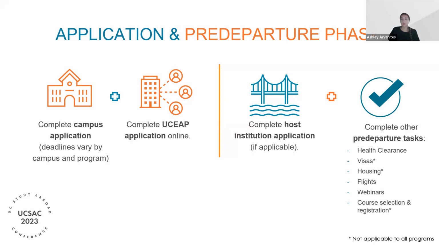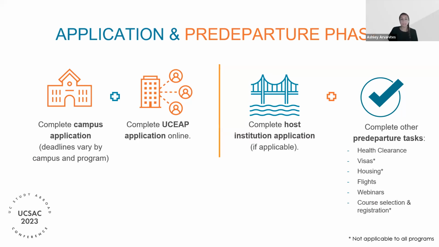It is important to note that students can only apply to one UCEAP program per term. This is because most programs do not have a capacity limit. If a student is not nominated for a program, UCEAP and the campus advisor will work with the student to try to identify some alternative programs.